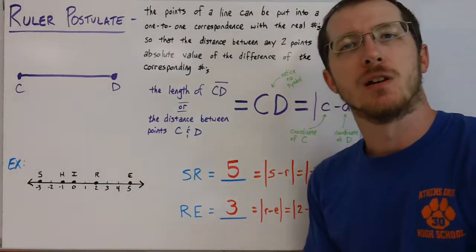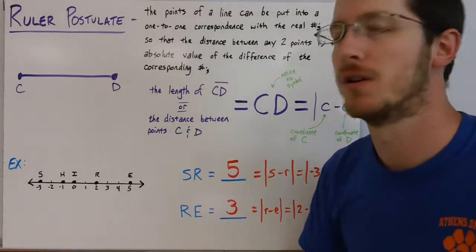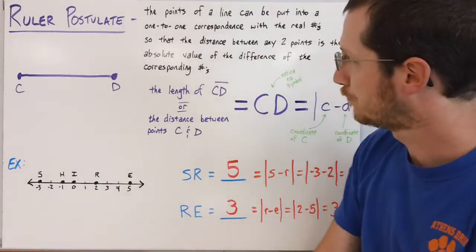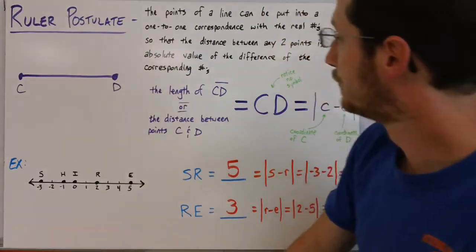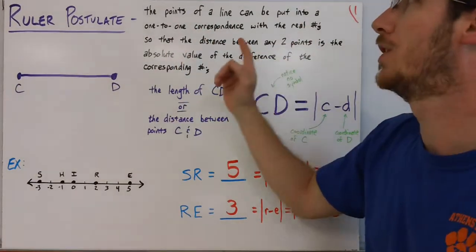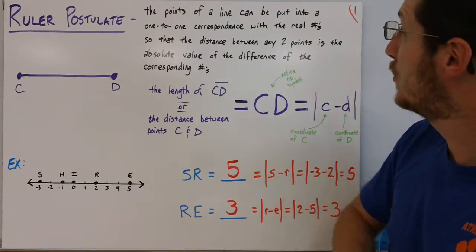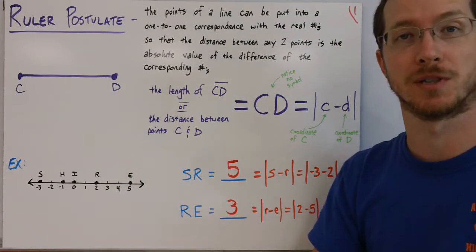Okay, in this video we're going to talk about measurement. So we're going to start off with the measurement of segments, and then we're going to move on to the measurement of angles. So our first concept, the ruler postulate, says the points of a line can be put into a one-to-one correspondence with the real numbers so that the distance between any 2 points is the absolute value of the difference of the corresponding numbers.